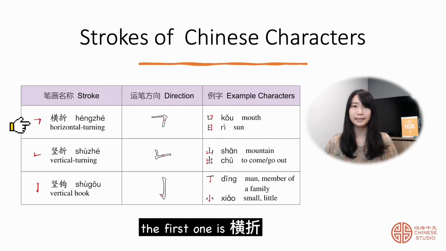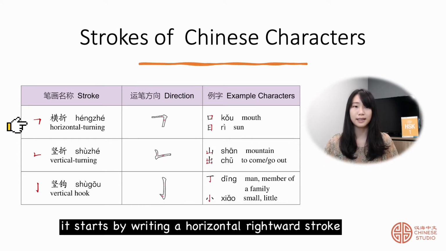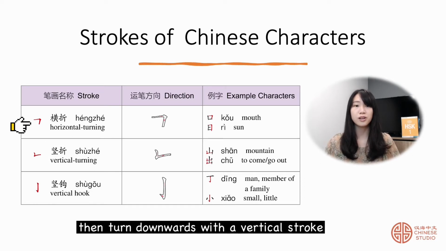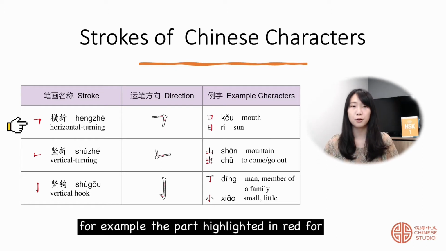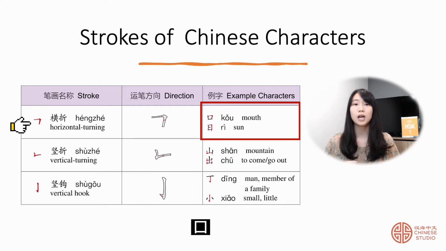The first one is 横折, horizontal turning. It starts by writing a horizontal rightward stroke, then turn downwards with a vertical stroke. For example, the part highlighted in red for 口 and 日.